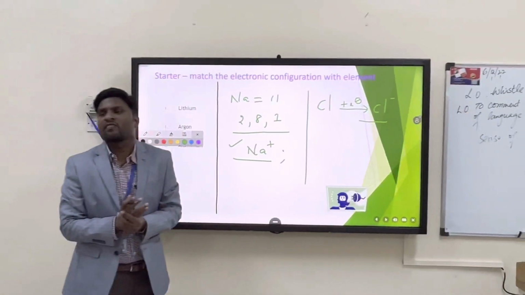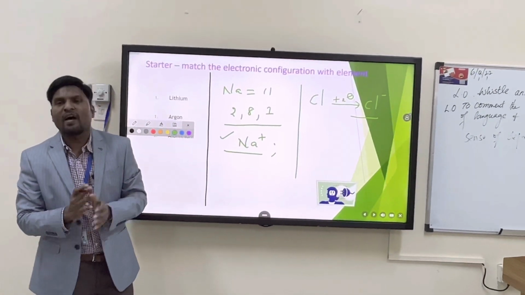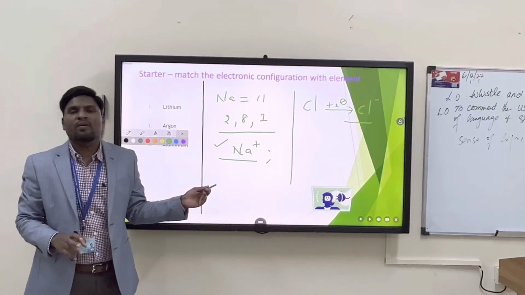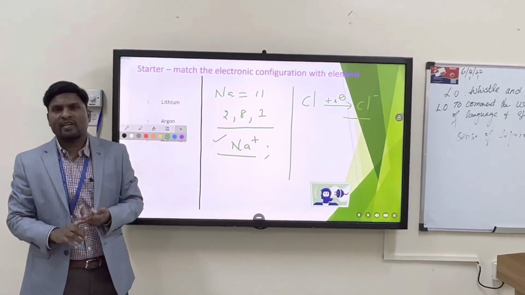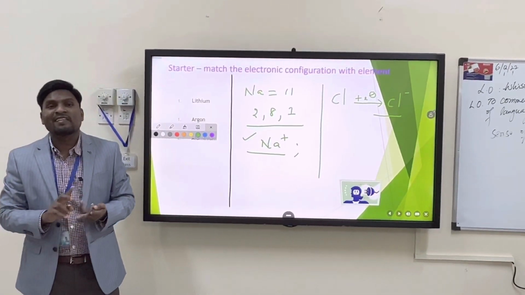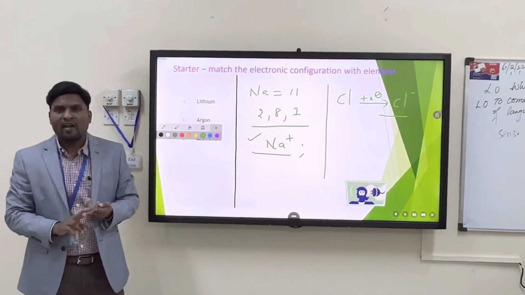Now ions are ready for us. Okay guys, ions are ready for us. Once these ions are formed, they develop an electrostatic force of attraction between these oppositely charged ions. Thus, it results in the formation of an ionic bond.